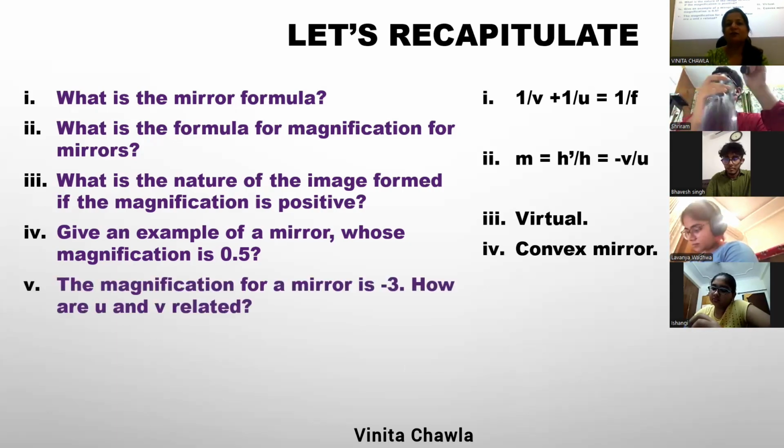Okay. The magnification for a mirror is -3. How are u and v related? It's a very easy question. Tell me quickly. v is equal to 3u.